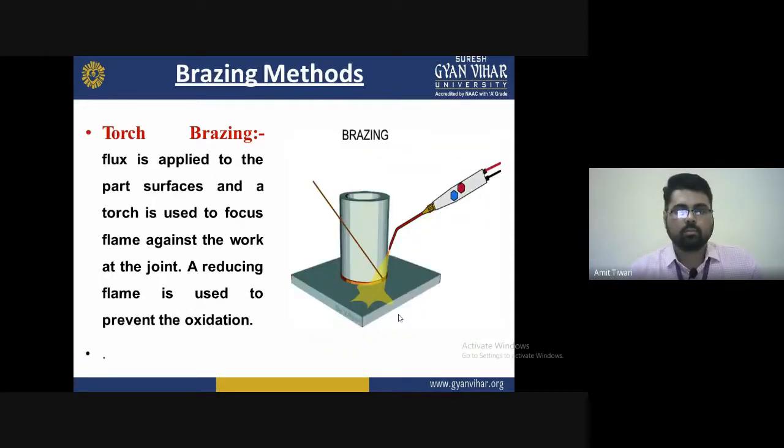Brazing rod, that is torch brazing. Flux is applied to the part surface and a torch is used to focus the flame against the work at the joint, and a reducing flame is used to prevent oxidation.